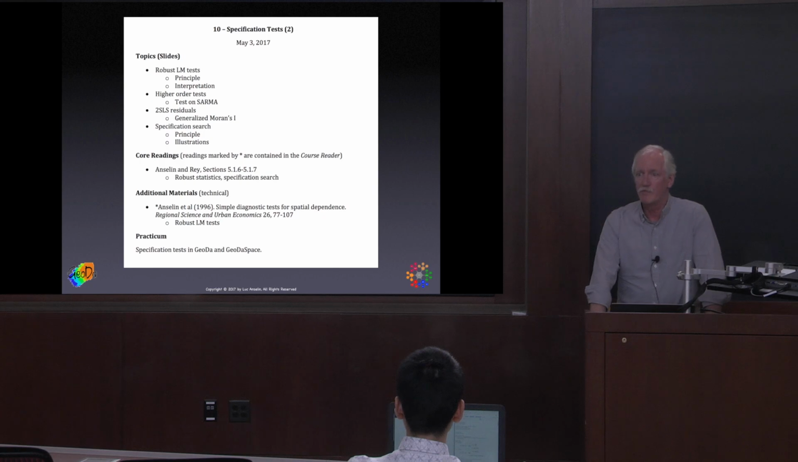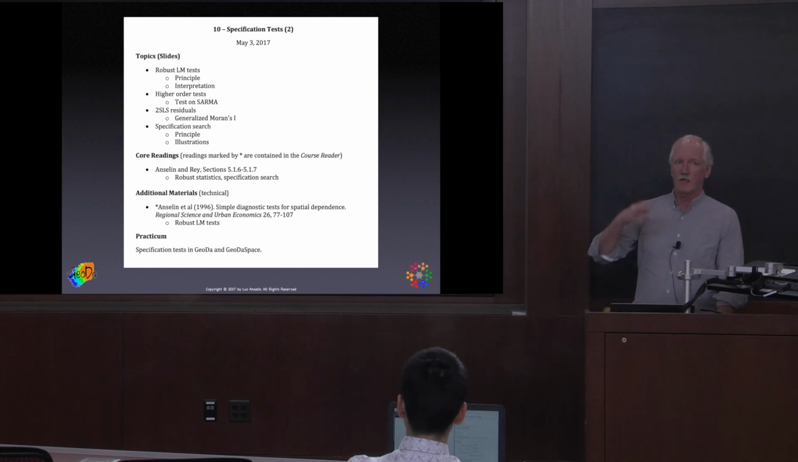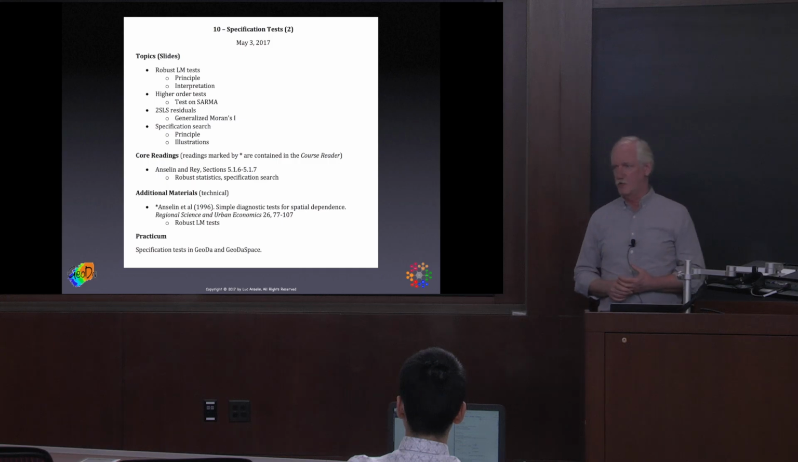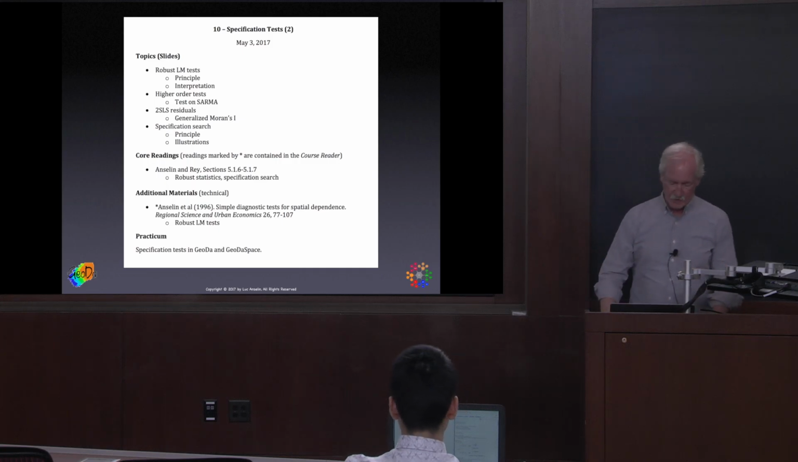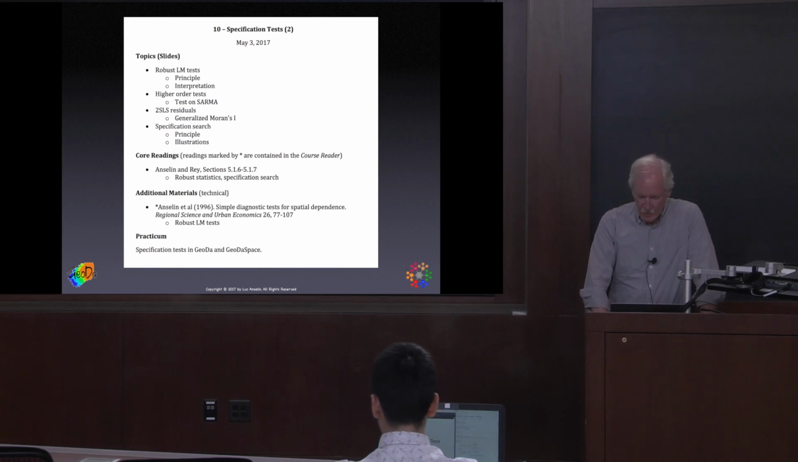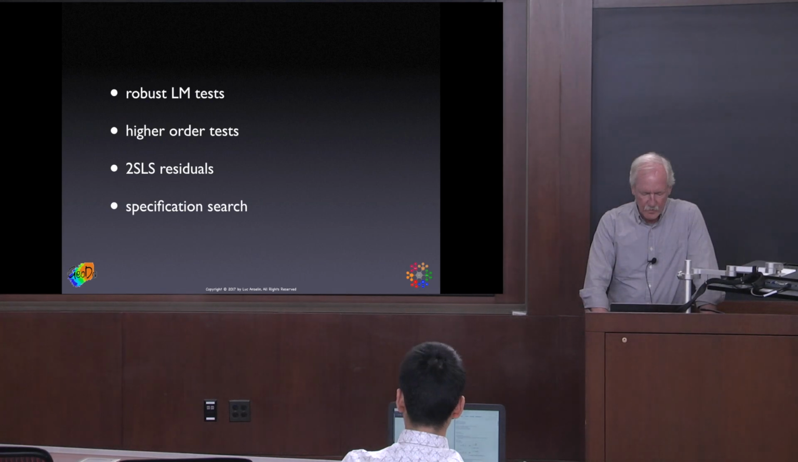And I have a bunch of examples, and then I think I'll have enough time to walk you through that with GeoDa and GeoDaSpace. They're basically the same. Readings, the same thing: the respective sections in Anselin and Rey, and then the original derivation of the robust tests is in that 1996 article.